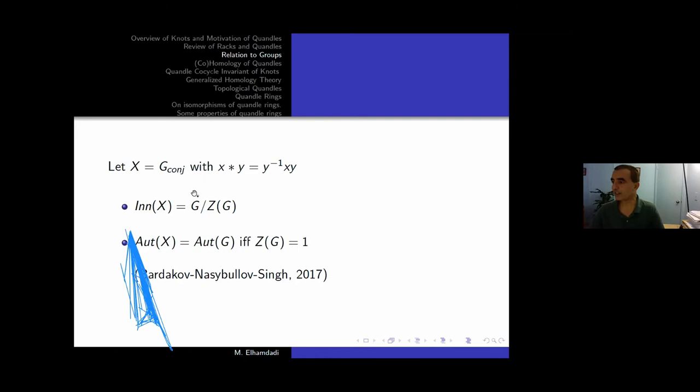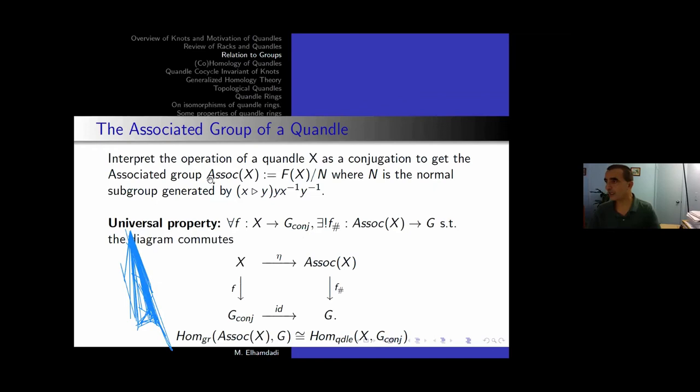That's not difficult. There is another interesting group coming from quandles, which is called the associated group of the quandle. It is also called in the literature the enveloping group. Basically, the idea is you start with the quandle and you want to turn that operation in the quandle into conjugation. Conjugations are the main example of quandles. Then what do you do? You start with your quandle X, you take the free group F(X), the free group on the quandle X, and you mod out by the normal subgroup generated by the relation (x triangle y) x inverse y inverse. In the quotient, x triangle y will become exactly the conjugation y x y inverse.